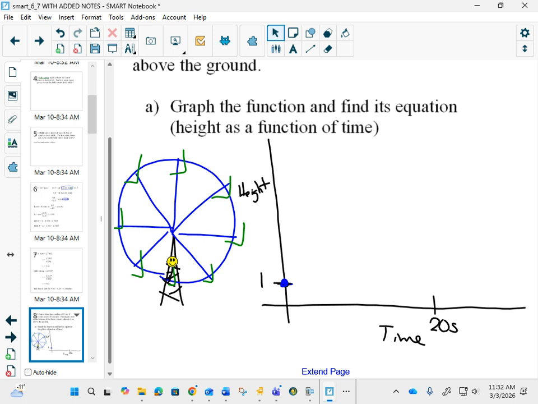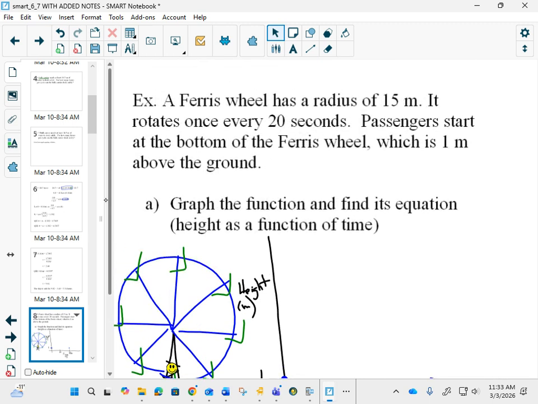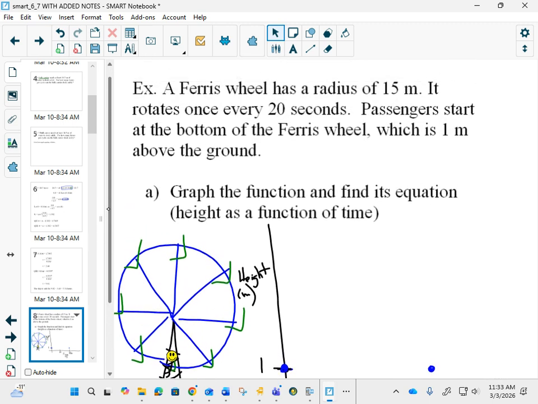Where will I be after 20 seconds? Back at the start. Right back at the start. So I can add another dot. I'll be right there. Where will you be at 10 seconds? And maybe I would put in here my units, seconds. This is in meters.